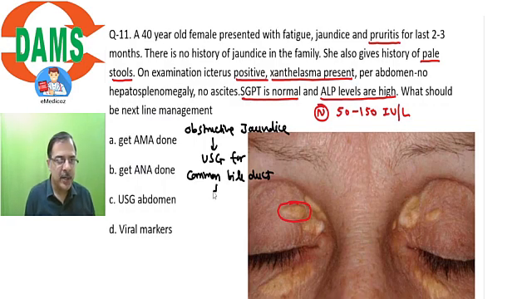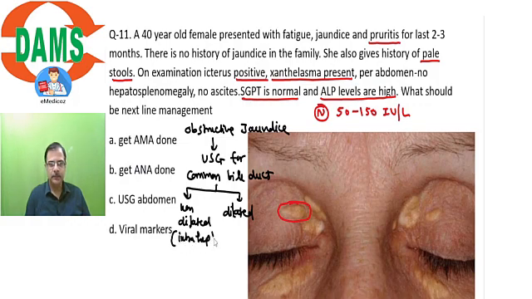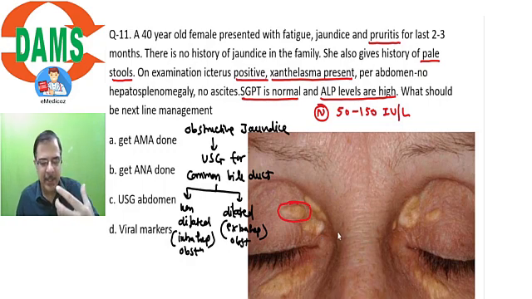So the common bile duct is either not dilated or dilated. If it is non-dilated, it means it is a case of intrahepatic obstruction. If dilated, it is extrahepatic obstruction. Extrahepatic causes are more serious. They can indicate a malignancy, pancreatic cancer.